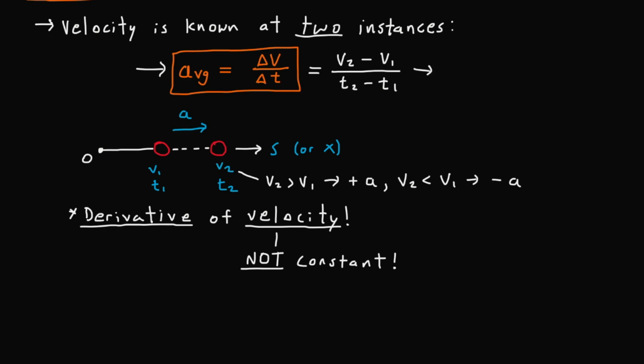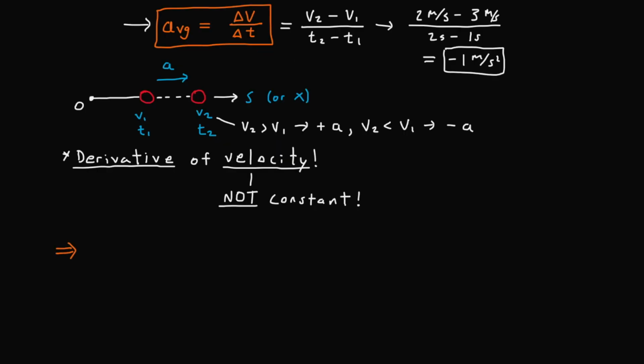And well, here we can easily check this by substituting in numbers. So let's say v2 is 2 meters per second, and v1 is 3 meters per second, and t2 is 2 seconds, and t1 is 1 second. From this, we of course get -1 meters per second squared, which in this case, the particle is decelerating or slowing down. And now let's define instantaneous acceleration like we did with velocity.